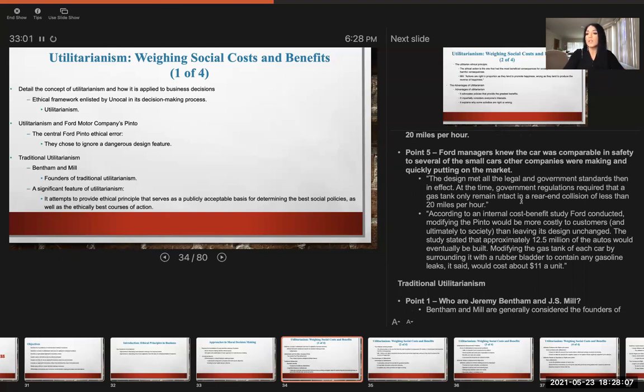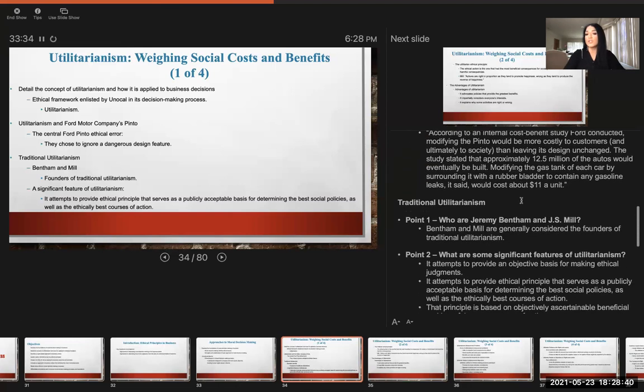So the design met all of the legal and government standards then in effect. At the time, government regulations required that a gas tank only remain intact in a rear-end collision of less than 20 miles per hour. According to the internal cost-benefit study Ford conducted, modifying the Pinto would be more costly to the customers than leaving its design unchanged. The study stated that approximately 12.5 million of the autos would eventually be built, and modifying the gas tank of each car by surrounding it with a rubber bladder to contain any gasoline leaks would cost about $11 a unit.